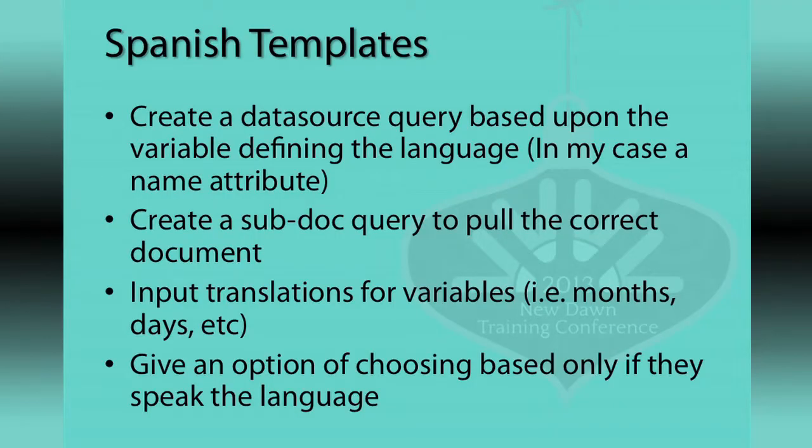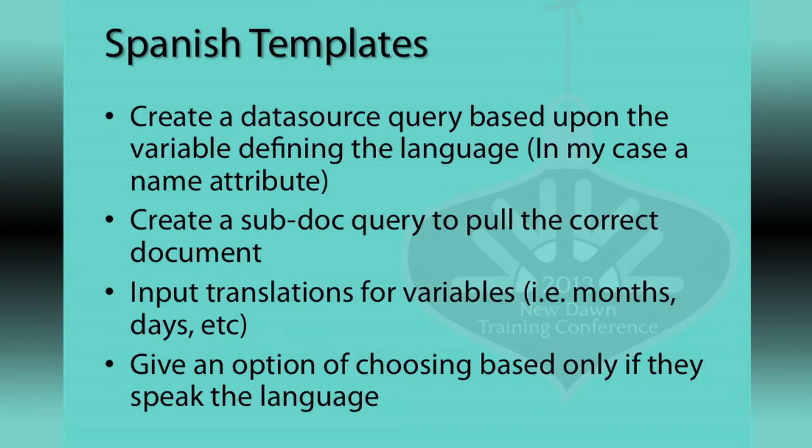So we know how to pull by agencies now. So going into Spanish templates, you're going to just create a data source query based upon the variable defining the language. So in my case, I use a name attribute. I don't know if anybody here uses case attributes, but hopefully you have somebody who can write a data source query for you to change it.